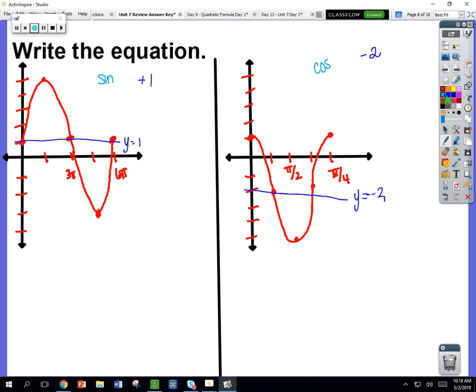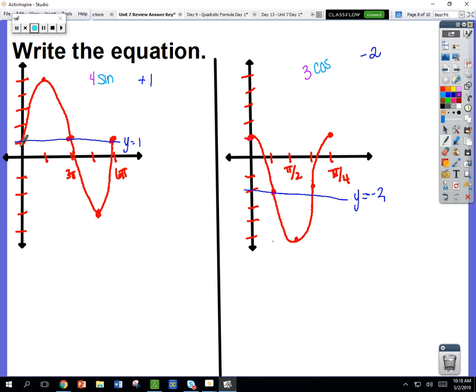The next thing I can find is the amplitude. The amplitude is how far away the min and the max are from the midline. If I count up here, this is 1, 2, 3. So the amplitude here is 3, and I'll check it on the bottom from the midline: 1, 2, 3. There's the minimum. So the amplitude here is 3. Here I'm going to count, and it's 1, 2, 3, 4. And just check here: 1, 2, 3, 4. So the amplitude of this one is 4. So you're just counting how far away it is from the midline.